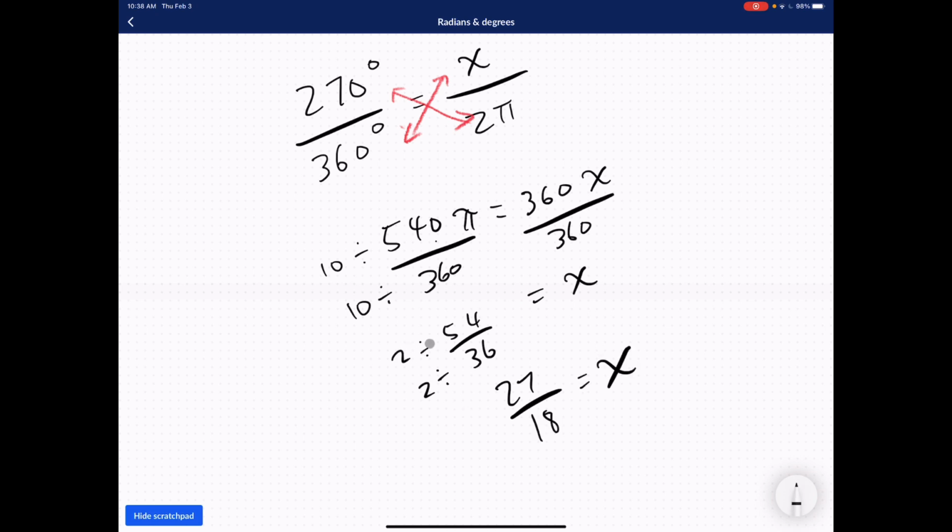By the way, it shouldn't be 2 divided by 54, it should be 54 divided by 2, so this is actually incorrect. It should be like this, that's correct. And this should be divided by 10 right there, not right there, because that's incorrect. Okay, so 27 over 18, and that is in fact the answer that we got before.